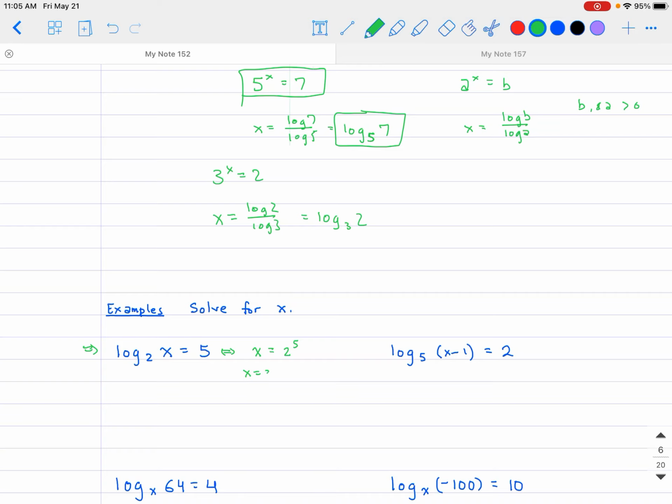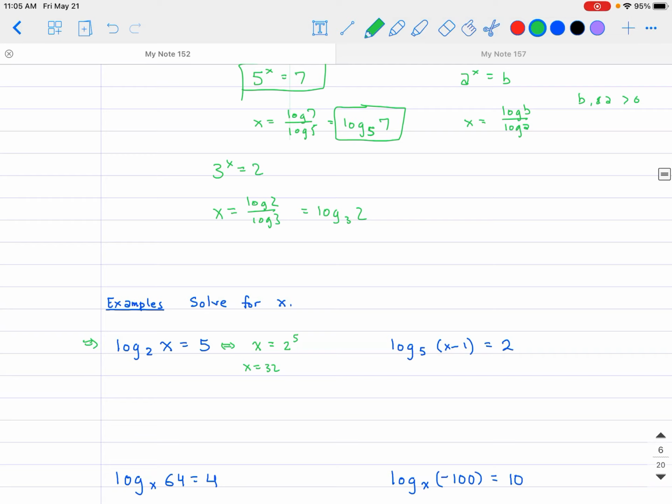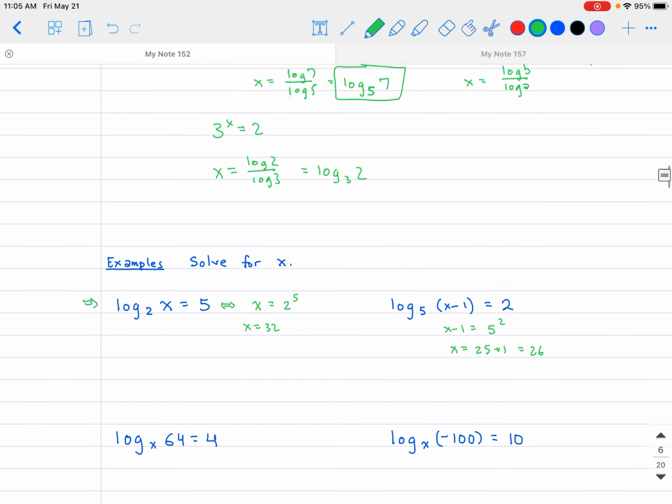So x is equal to 32. For the one on the right, same idea. Log base 5 of x minus 1 is equal to 2. So that means that x minus 1 is equal to 5 squared. This 5 goes to the other side as a base. The 2 goes up into the exponent. So that means that x is equal to 25 plus 1. So the answer is equal to 26 then.